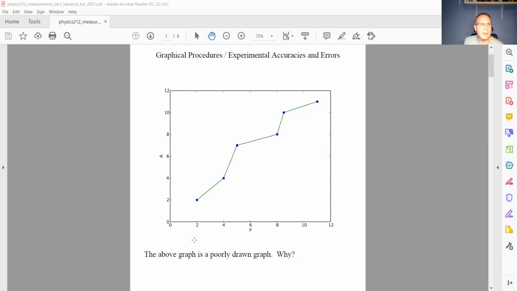And the easiest title to give a graph, if you can't think of a good name, is simply give it the Y label. This is called the dependent variable versus the X label, which is the independent variable. So if this were acceleration and this is force, you could call this graph acceleration versus force, right? It's always Y versus X, and then that would be fine.